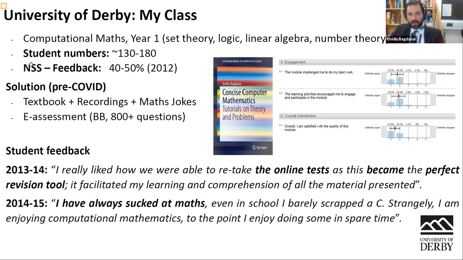The National Student Survey is like the holy grail, especially for smaller universities focused on teaching, because everyone aims to have high overall student satisfaction. Everyone wants to have 90%. And across computer science modules, this was often like 40, 50%. And this was a math module that they didn't want to do.